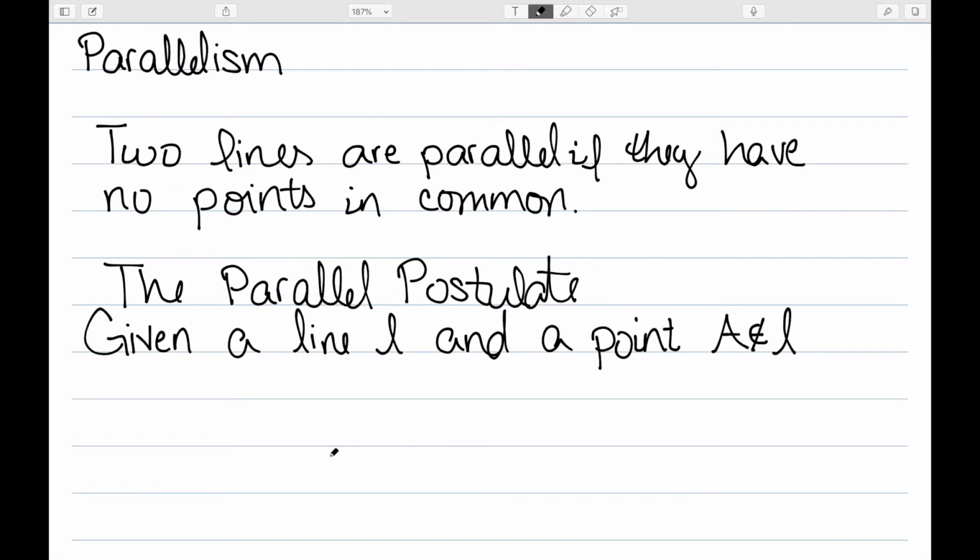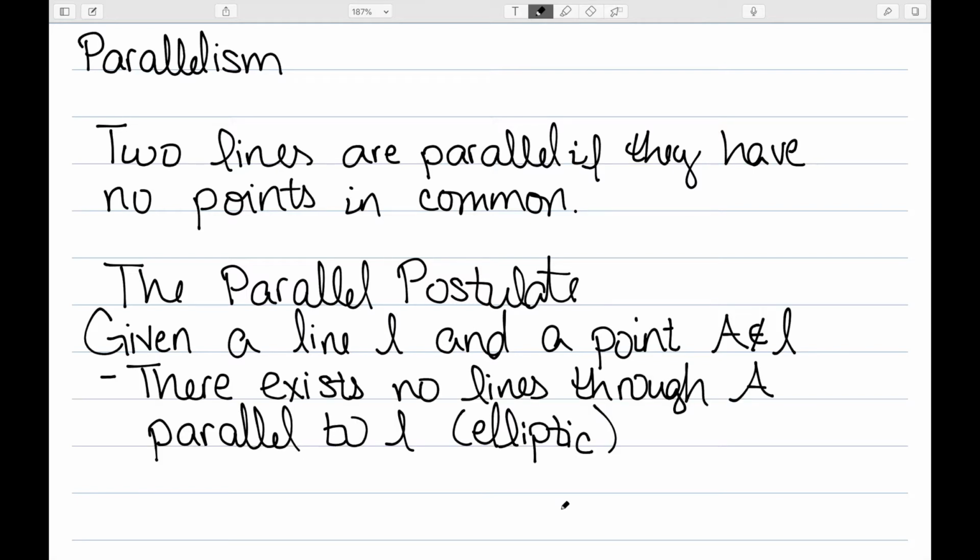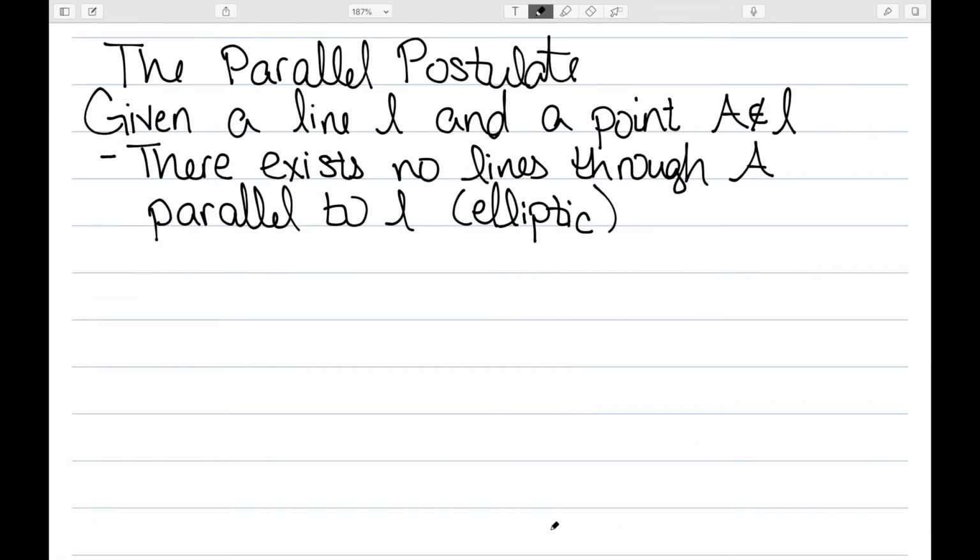For the parallel postulate, we need to start with a line and any point not on the line. The first version: there exist no lines through that point A parallel to L. This is known as the elliptic parallel postulate. This gives rise to spherical geometry.